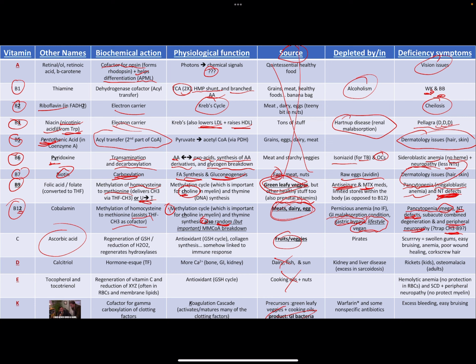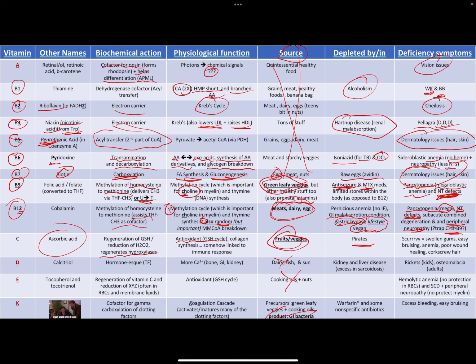Ascorbic acid, vitamin C, drink a lot of orange juice. This is going to, the baton has passed from glutathione to vitamin C, and so vitamin C can then deal with those pesky peroxides. It can also regenerate hydroxylases, and that's necessary for collagen, specifically like proline, maybe a lysine hydroxylase. It's an antioxidant, which is why some people might want to put it on their skin, and collagen synthesis. Somehow it's linked to the immune system. People say drink a lot of orange juice when you're sick. So it's in fruits and veggies, hence orange juice.